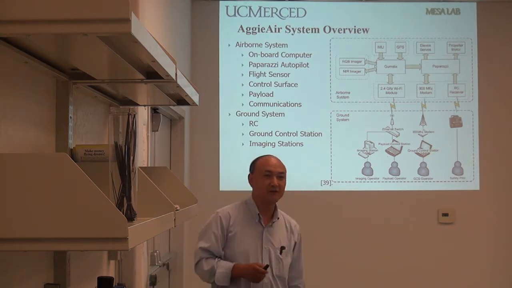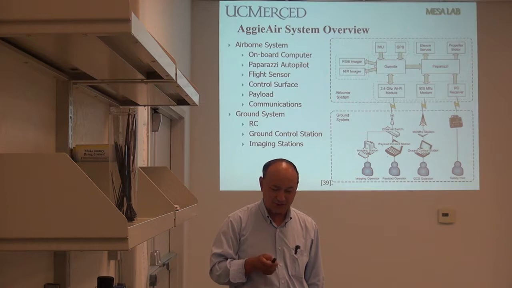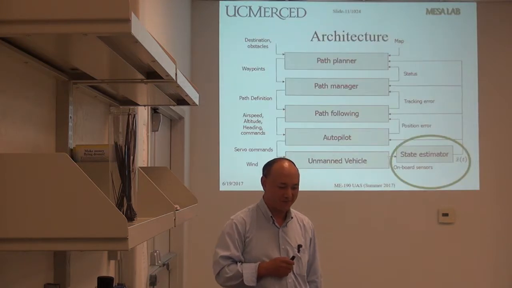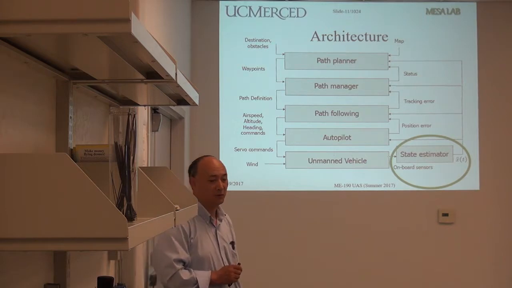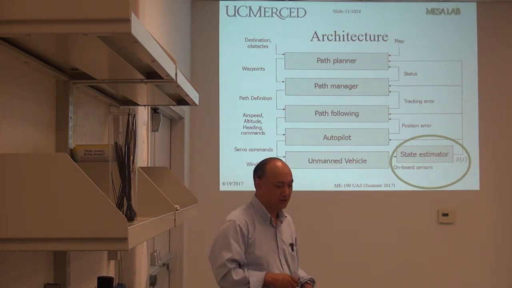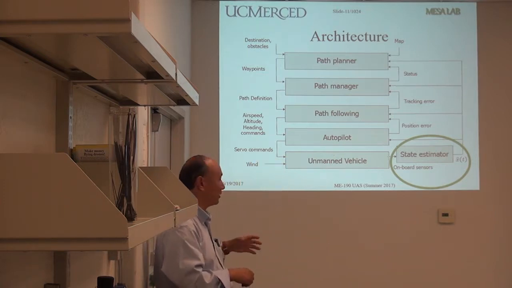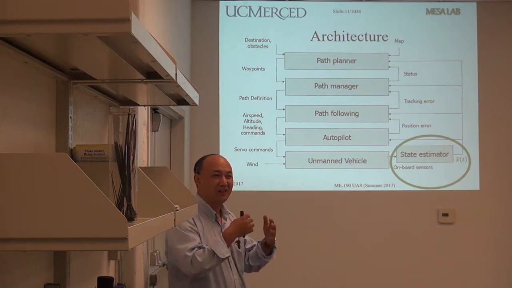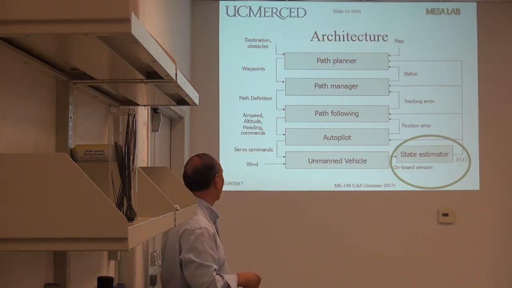So actually the one I really want to show you is this one. This one is more technical, what I call multi-loop architecture. So that you understand that to make an unmanned vehicle move, there are multi-layers of commands happening.